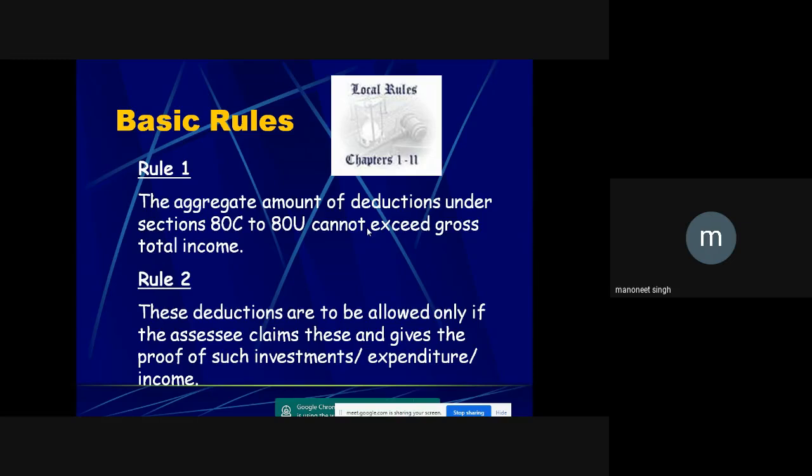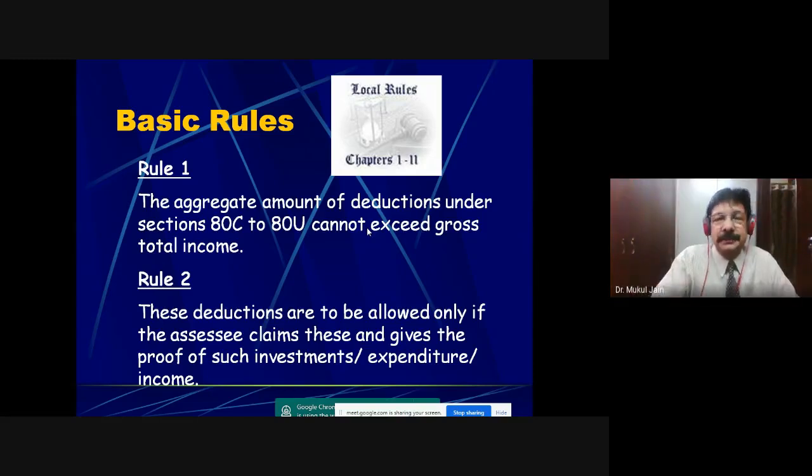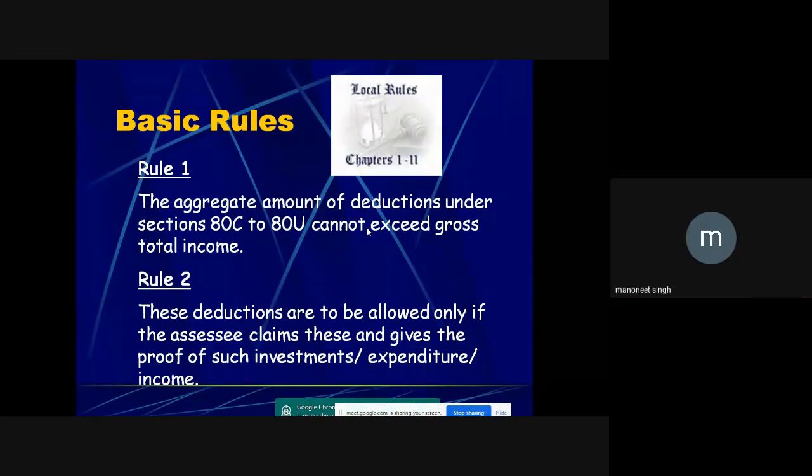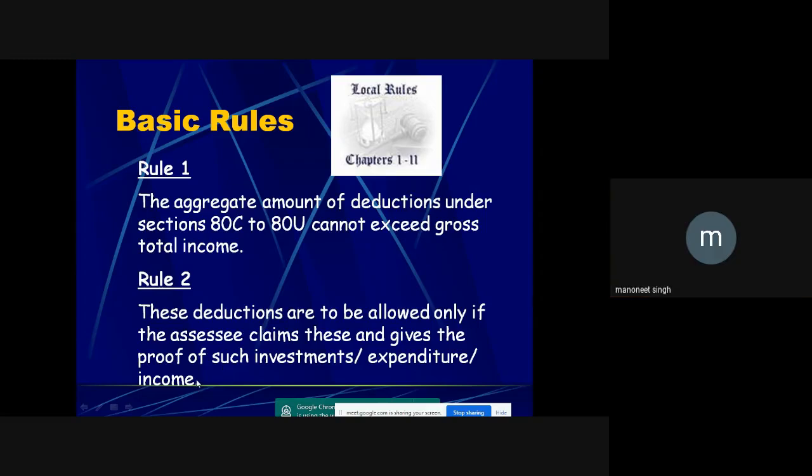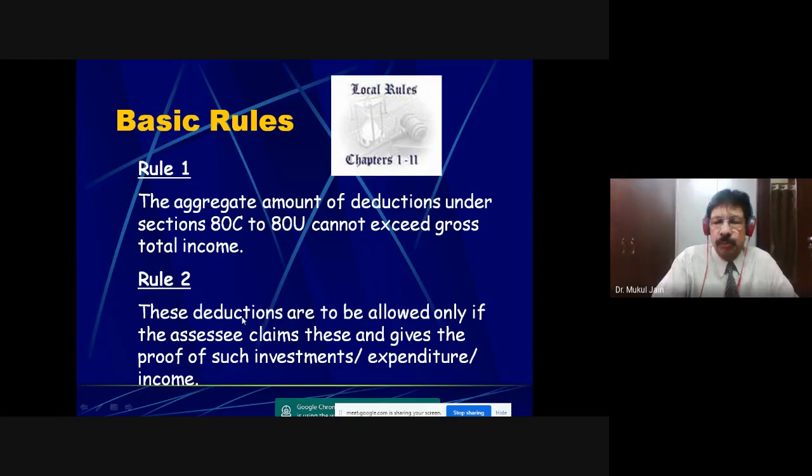So that means he is either not showing his income, or he has some black income, some black money he's generating. Right. So rule 2 is that these deductions are to be allowed only if the assessee claims these and gives the proof of these investments or expenditure or income. So one has to give the proof.